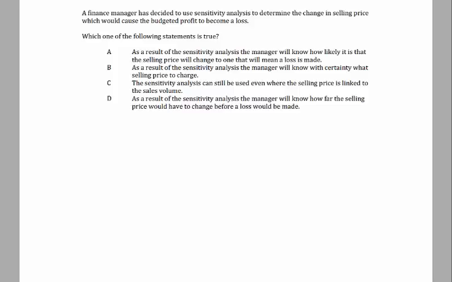So this question states that a finance manager has decided to use sensitivity analysis to determine the change in selling price which would cause the budgeted profit to become a loss. And that is essentially what sensitivity analysis is looking at. How much can something change before it changes your decision, whether you accept the project or reject it, or whether you make a profit or potentially make a loss.